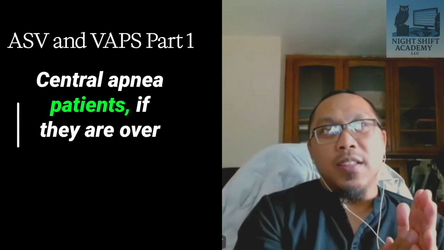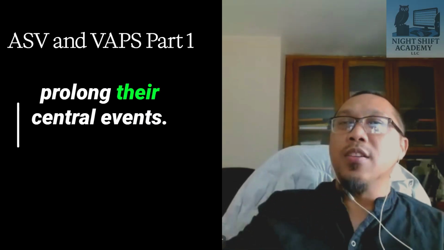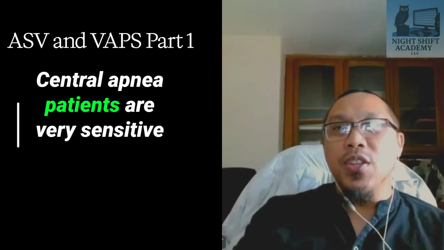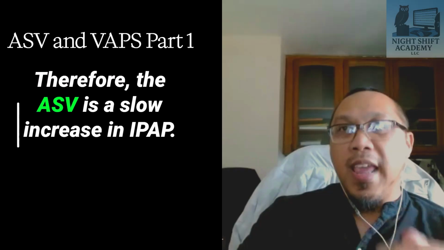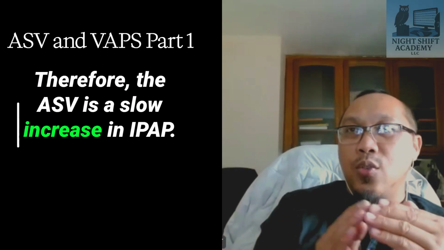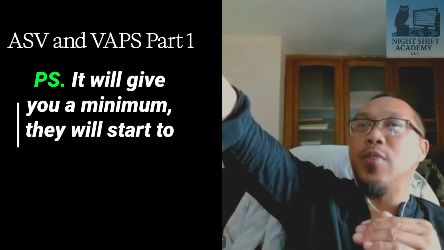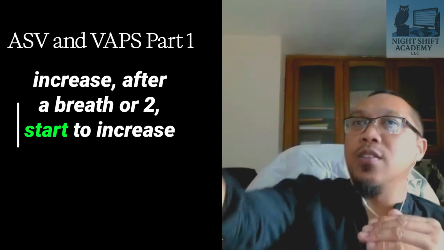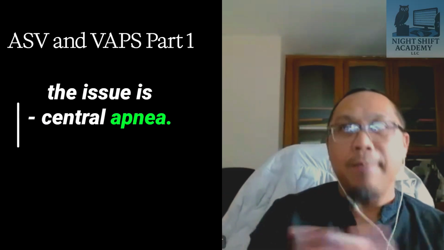Central apnea patients, if they are overventilated, you will only prolong their central events. That makes sense? Central apnea patients are very sensitive to increased pressure. Therefore, the ASV is a slow increase in IPAP. Okay? It's a very slow increase. It will not immediately give you a maximum pressure support. It will give you a minimum. They will start to increase after a breath or two, start to increase pressure. Because it's designed to not overventilate the patient because the issue is central apnea.